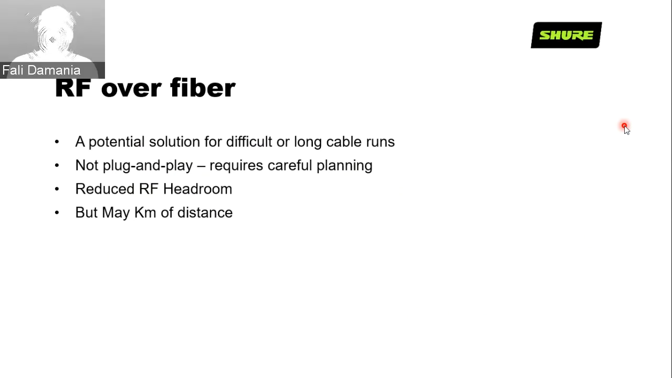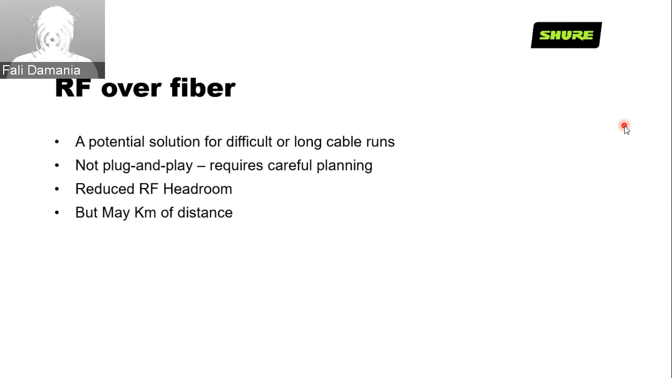Now, all the options that we considered before this are great, but they are to an extent limited by distance. And the only solution that you can get for very large distances is something known as RF over fiber. It is a potential solution for very long cable runs, and basically it converts the RF signal to fiber optic. And once you're in fiber optic, basically you can go for a couple of kilometers.